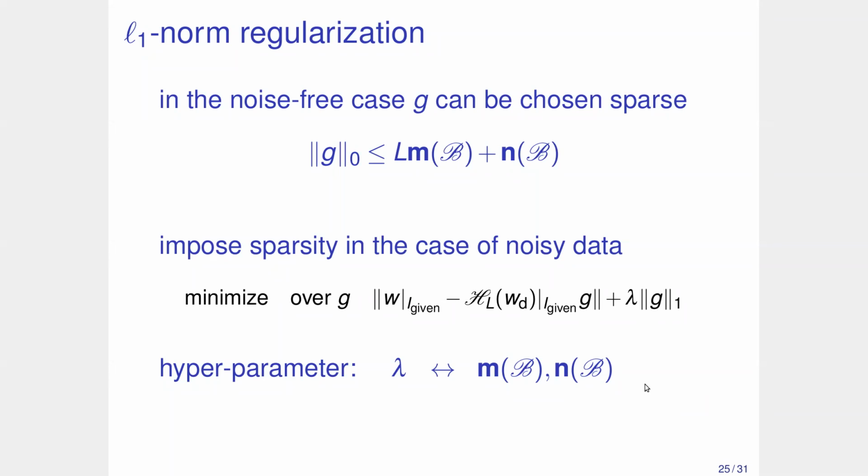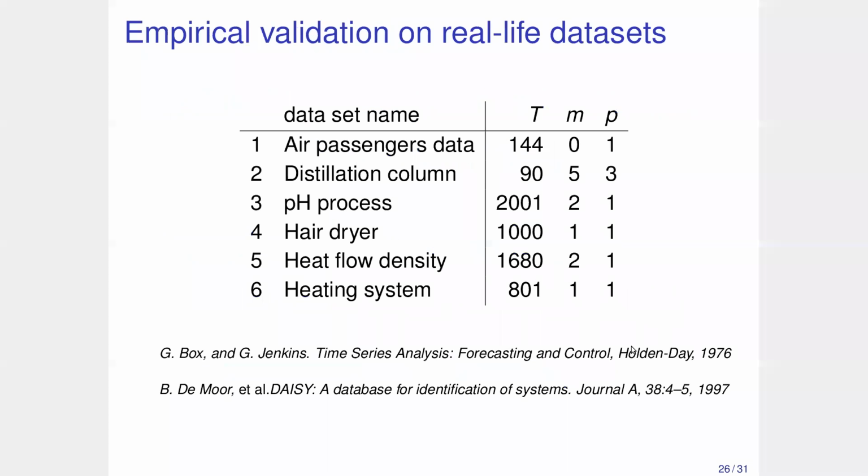So I give a few more details about the L1 norm regularization. It's based on the fact that the vector G that we use in the solution of the system of equations can actually be chosen to be sparse. And the sparsity is, again, this formula that you've seen multiple times, which gives the dimension of the restricted behavior. Now, imposing sparsity in case of noisy data, we can do with the L1 norm regularizer. So this leads to the classical lasso problem. And here the lambda parameter, the regularization parameter, is a trade-off between the fitting accuracy, which is the first term, and the sparsity, which you can relate with the order of the system in a parametric modeling.